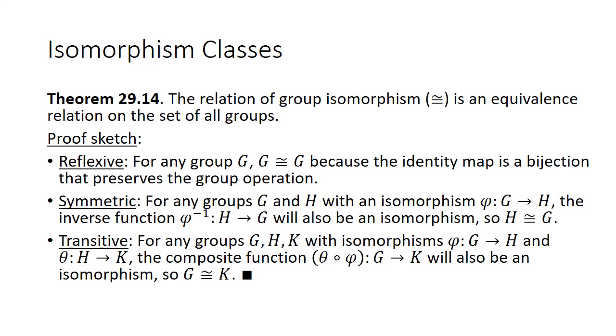These are the properties of an equivalence relation. All equivalence relations have to be reflexive, symmetric, and transitive. For the reflexive one, any group G will be isomorphic to itself because the identity map is an isomorphism. The identity map that maps every element to itself is a bijection, and it also preserves the group operation.